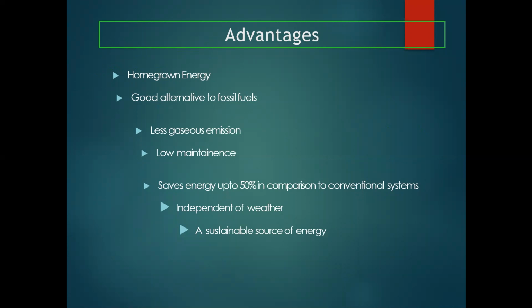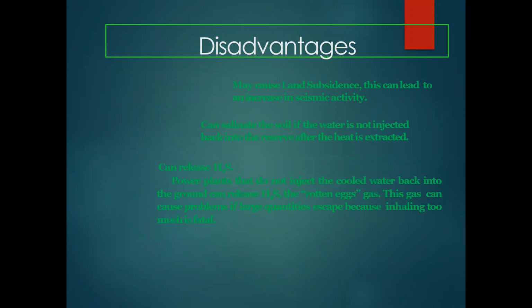It's always there. Its disadvantages: it may cause land subsidence. This can lead to an increase in seismic activity, and can salinate the soil if the water is not injected back into the reserve after the heat is extracted. And also it can release H2S gas, which is a lethal gas if the water is not sent back to the crust. So if the power plant extracts the water and uses it in something else, there's a chance of producing this H2S gas, which can be fatal.